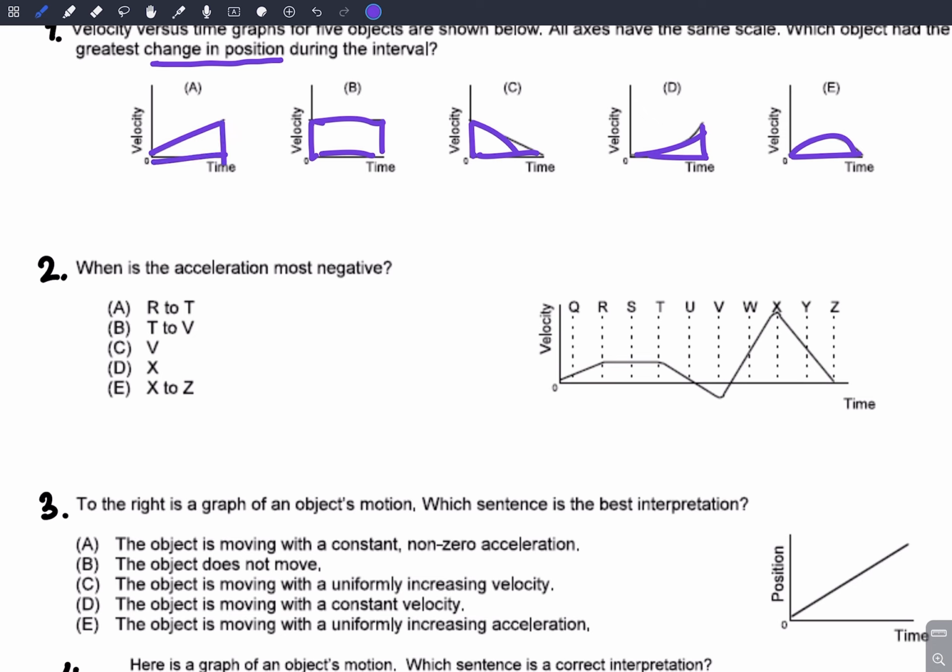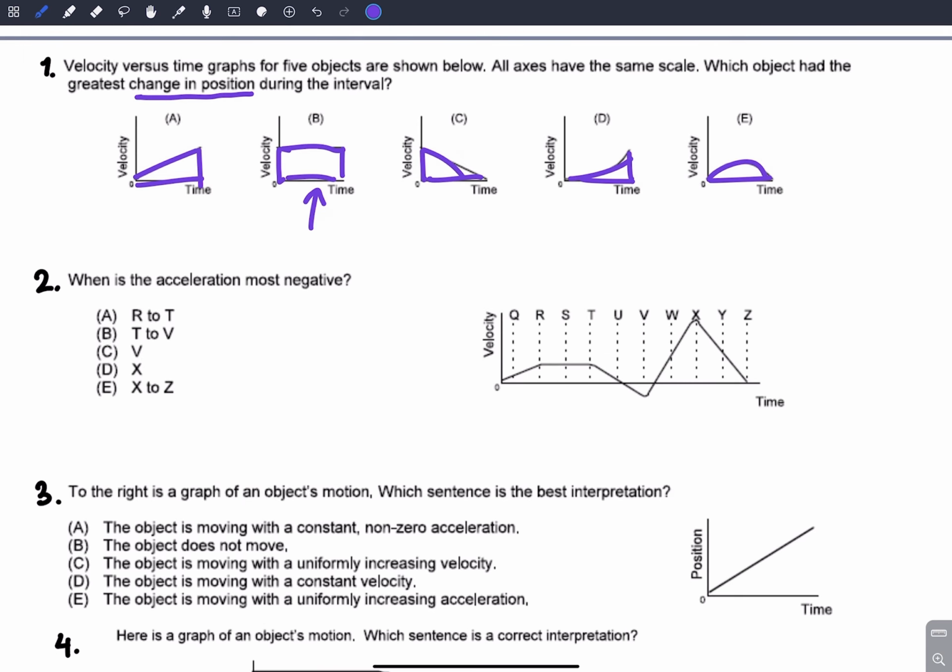Now, if we look at all of these, we can clearly tell that B is going to have the greatest area. Therefore, the greatest change in position during this particular time interval is going to be B. So B is our answer.